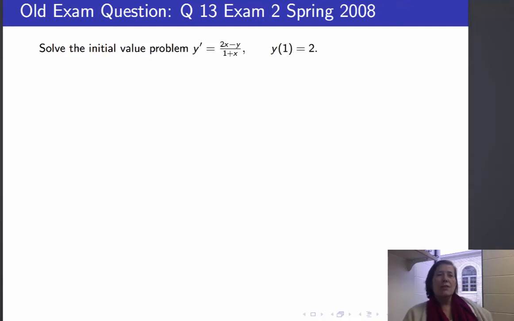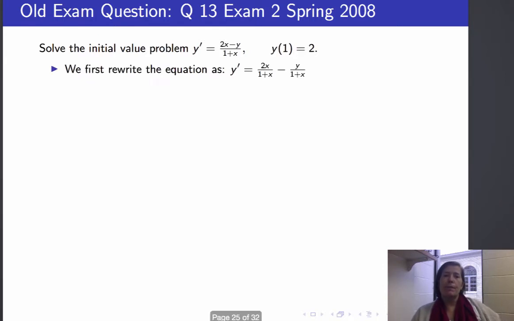Let's look at one last example. Suppose we want to solve the initial value problem dy/dx = (2x - y)/(1 + x), and y(1) = 2. This is an old exam question.